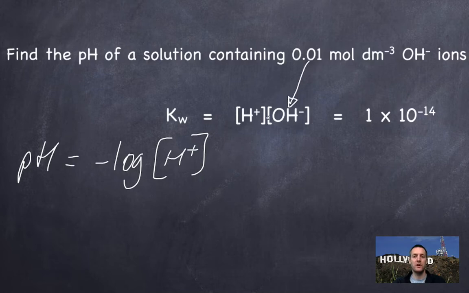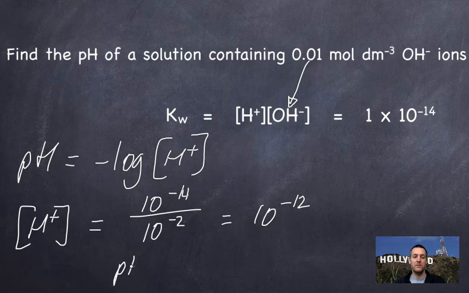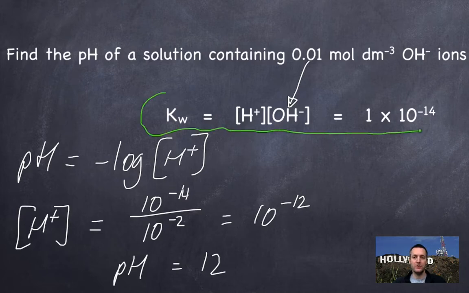And hopefully it's not too hard to rearrange this and say that the concentration of H+ will equal 1 times 10 to the minus 14 over 0.01, which is 10 to the minus 2, and so this must equal 10 to the minus 12, and since pH is the negative log of that, then the pH equals 12. So in other words, I can use this fact, that the equilibrium constant for water is 1 times 10 to the minus 14, to calculate the pH of solutions even when I'm not given the concentration of H+ ions.